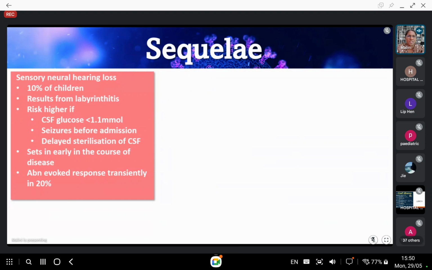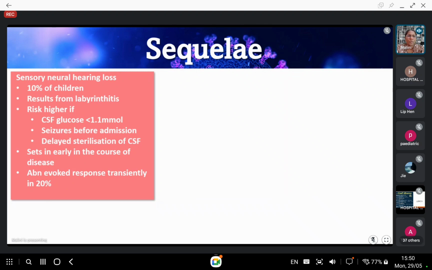So what are the sequelae of meningitis? About 10% of children post-meningitis develop sensorineural hearing loss, and this results from the labyrinthitis. The risk is higher if your CSF glucose was very low at presentation, the patient had seizures before admission, and there is a delayed sterilization of the CSF.